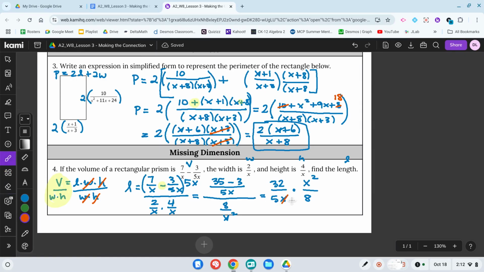So this x and x squared will simplify to x. And then the 32 and 8, we can cancel those. That leaves a 4 in the numerator. 32 divided by 8 is 4. So then my final answer here will be 4 times x, or 4x, divided by the denominator, which is 5.